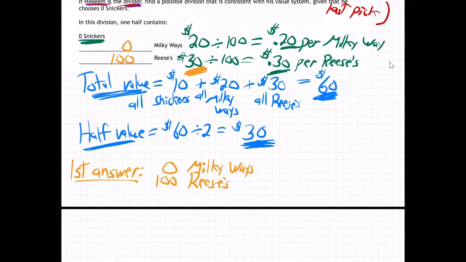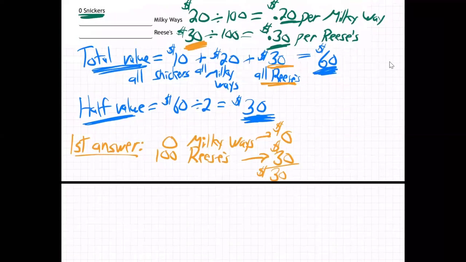Right? Because that's got to be $30. Because it said all the Reese's are worth $30. So that's $30 of Reese's, no Milky Ways, total $30. That's half the value. There's an easy answer. Now, I realize that you might not have such an easy answer. It'll accept that answer. There's lots of right answers. Let me do a second answer.